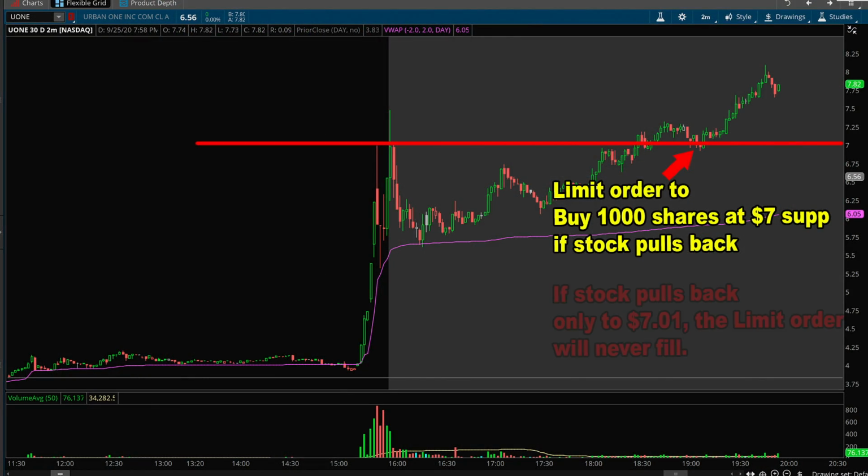Sadly, you can only control so much in the stock market, and some of the things you can't control are when and if a limit order gets filled. If the stock price actually never drops to the exact cent, the order might just sit there forgotten until you cancel it, and this could lead to missed opportunities and potential losses as well. If the stock we mentioned earlier, U1, never pulled back to exactly $7 to the cent, your buy order would never have gotten executed. Not if it touches $7.03 or $7.01. No, it has to be exact to the cent.